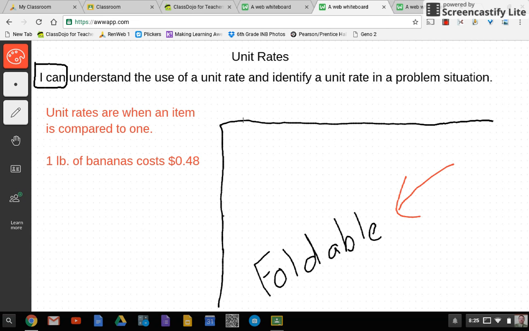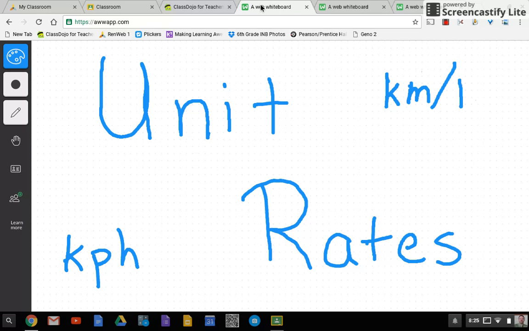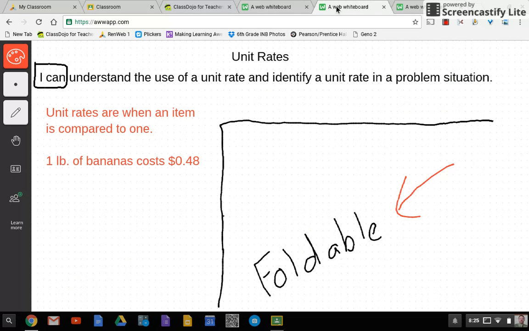Okay, so the first little bit of notes I have is unit rates are when an item is compared to 1. So you would see this like in our intro over here where we have kilometers per liter. We're comparing the amount of kilometers you go for 1 liter of gasoline, or kilometers per hour, the amount of kilometers you go in 1 hour. So we are comparing these things to 1.